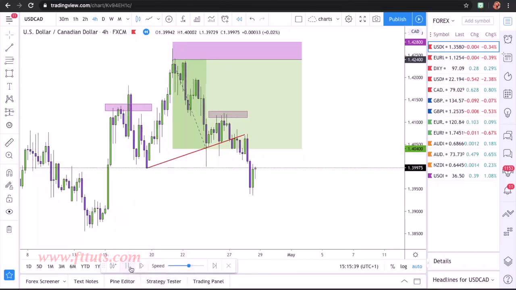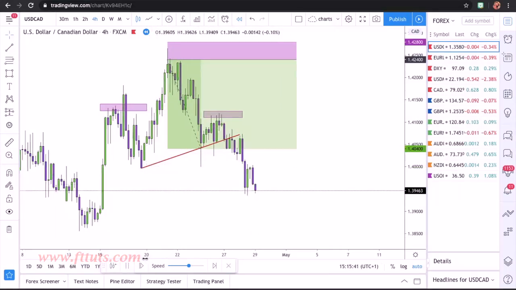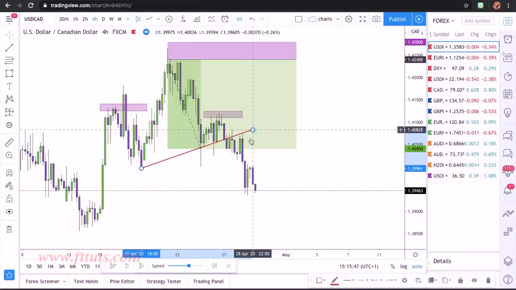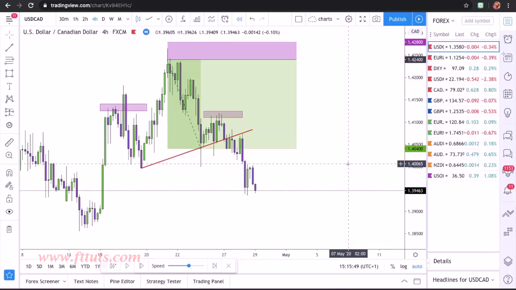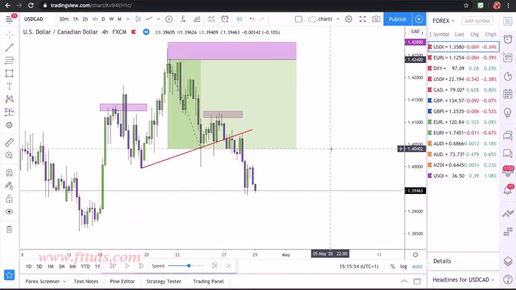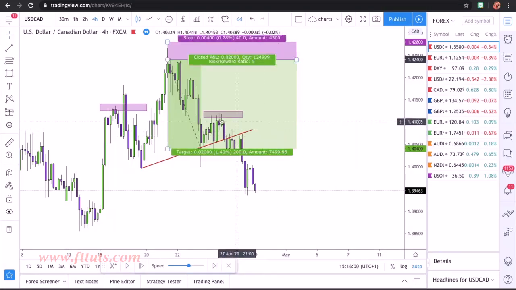Okay, so right here, it broke the trend line, then tested, and then came up and tested once more. Sometimes that happens. So that's why there could be 2 retests, there could be 1, there could be 3. It just depends on the currency pair, and you just have to watch.